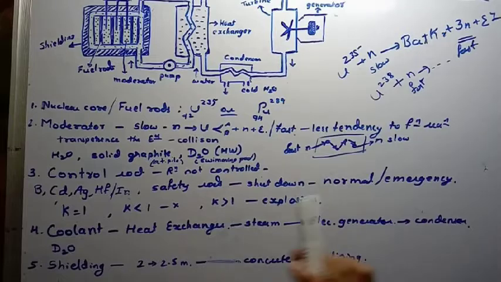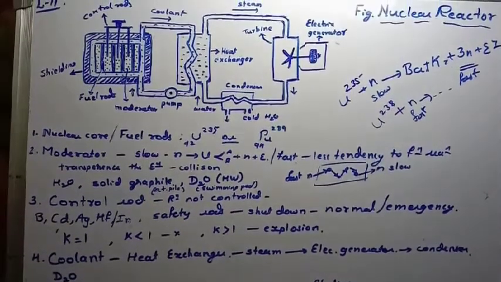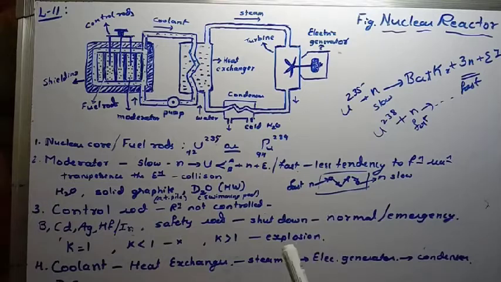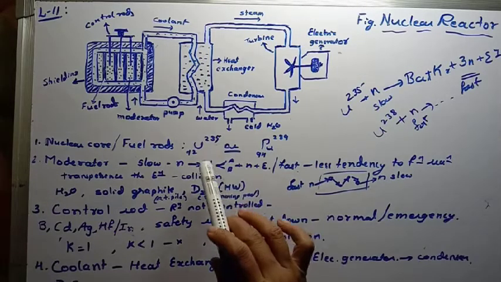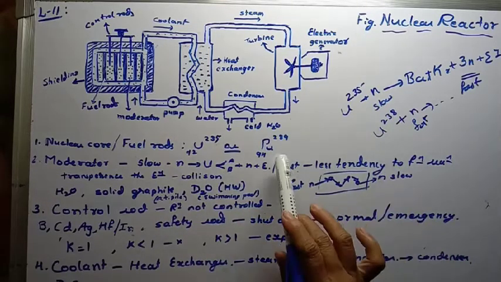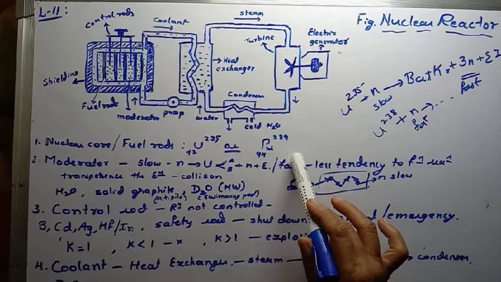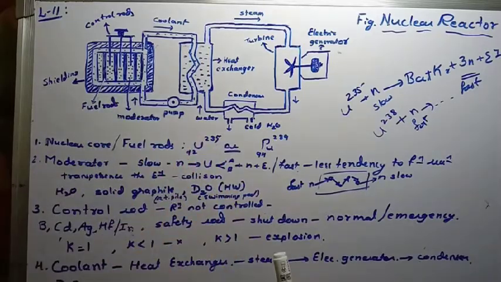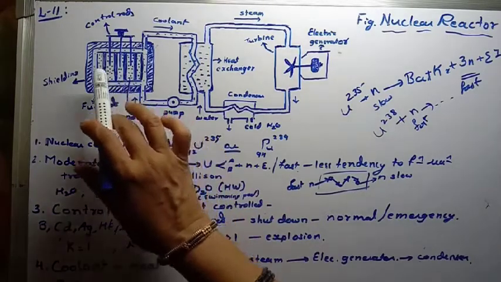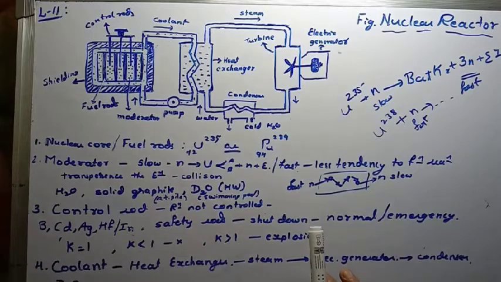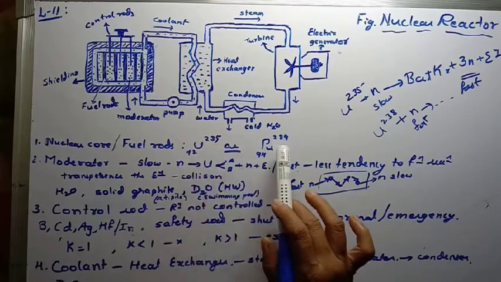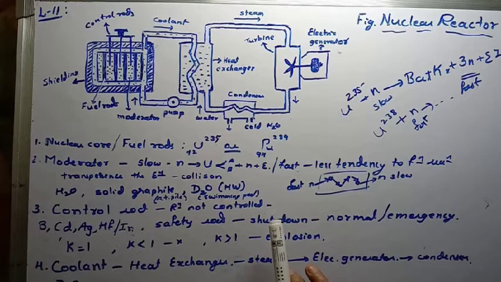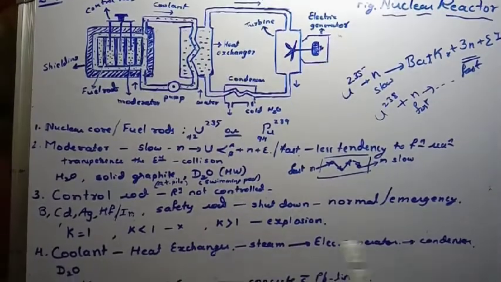See the first one, the nuclear core or the fuel rods. Usually here fissionable materials like uranium-235, uranium-238 or plutonium-239 are taken in the form of cylindrical rods, which are arranged systematically in the nuclear core, inside the chamber. They are very good fissionable materials which liberate a tremendous amount of energy. So with this, we'll move on to the next one, that is the moderator.